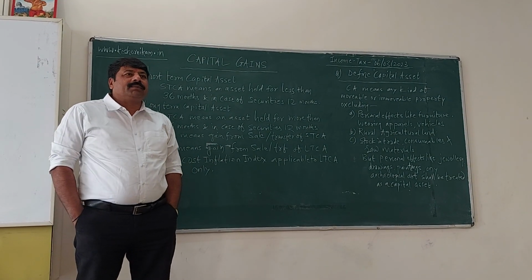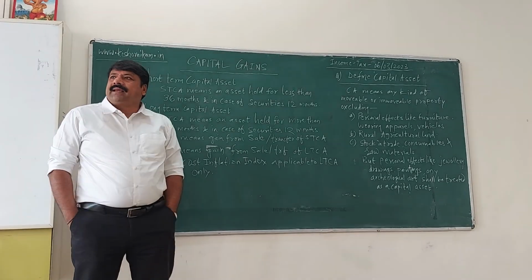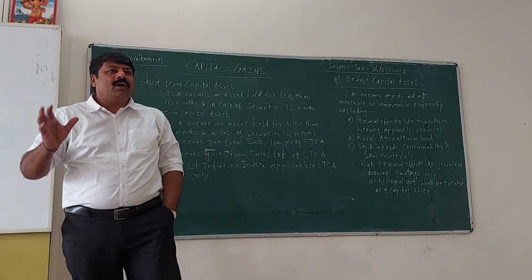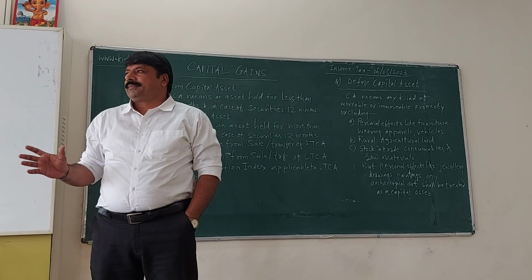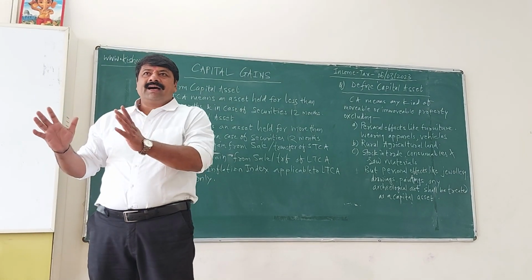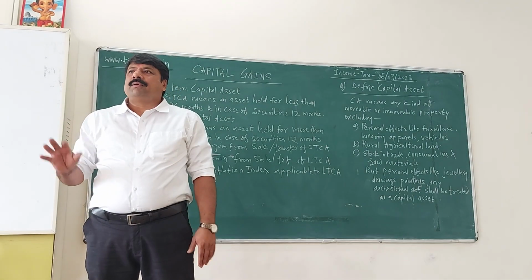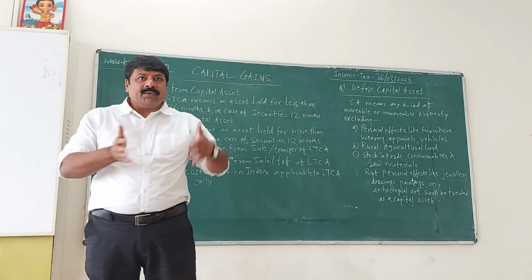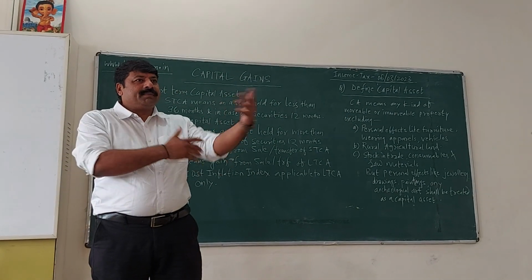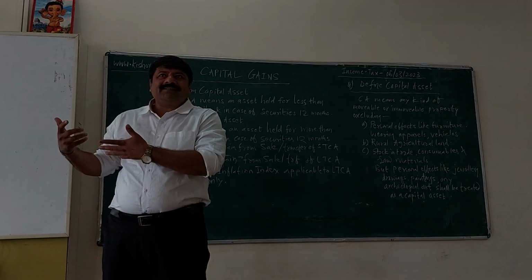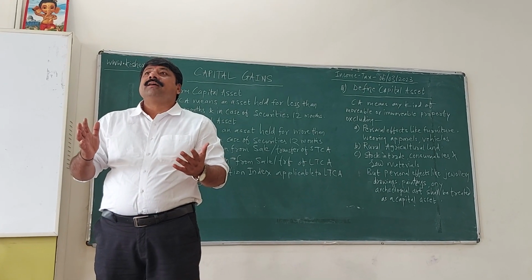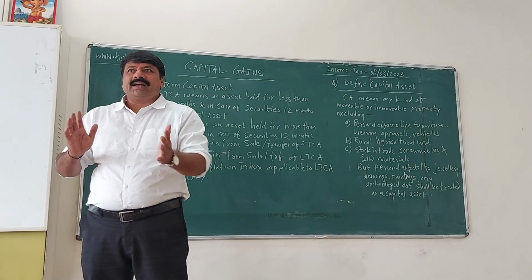So capital gains is one of the heads of income. What is capital gains? When there is a sale or transfer of a capital asset by an SEC, and income is generated. For example, one flat I purchased in the year 2005 for rupees 5 lakhs, and in 2023, after 18 years, I sold that flat for 50 lakhs. So I bought it for 5 lakhs, now sold it for 50 lakhs. So there is an income of rupees 45 lakhs.